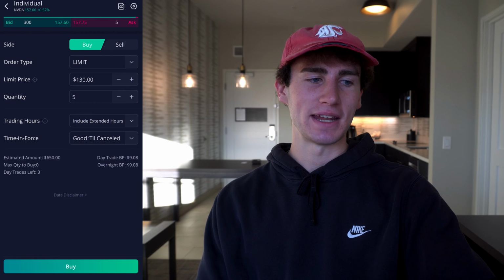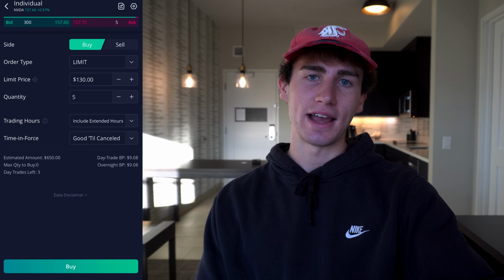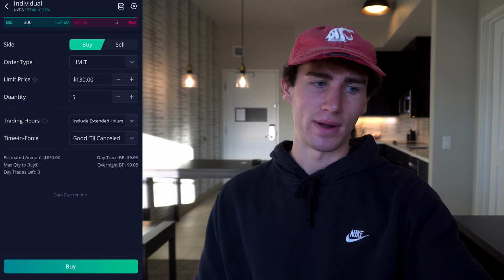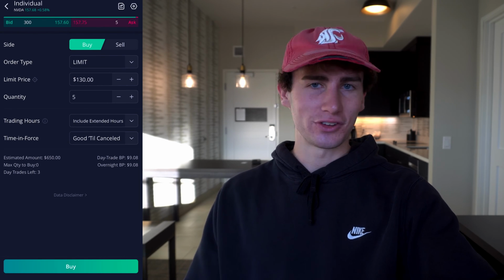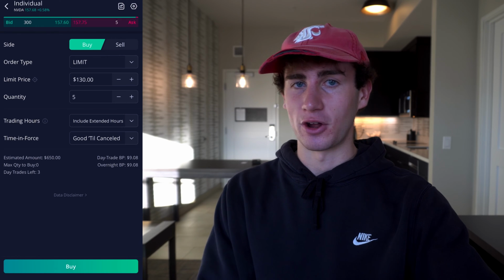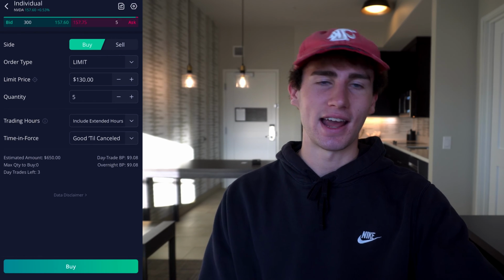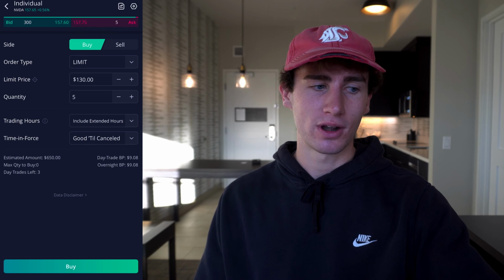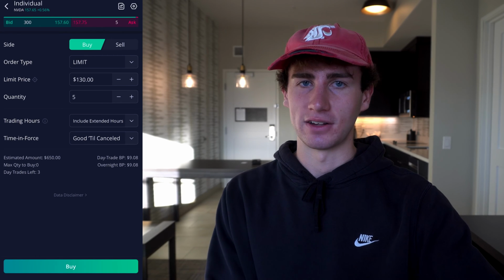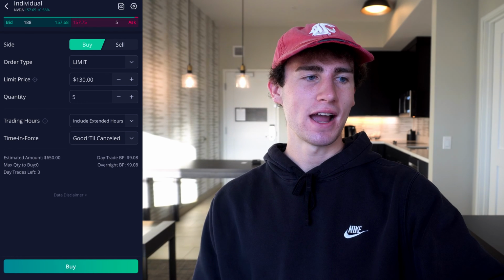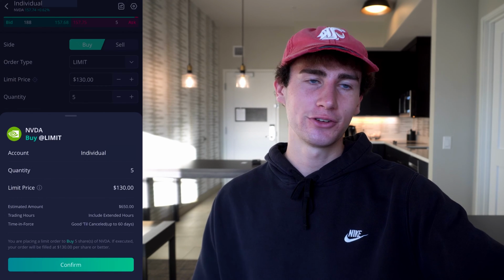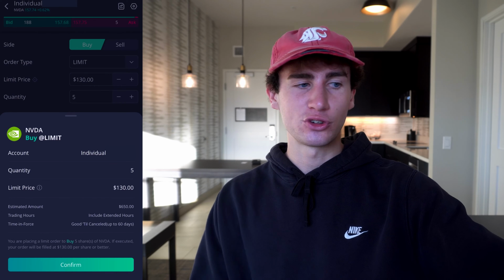You'll then see the estimated cost of the order as well as your available buying power. Now, as you can see, I only have $9.08 available. This is just an example order which I don't plan on placing, but if I did want to place it, I need to make sure my available buying power is greater than the estimated cost so I can fully fund that order. At that point, I can hit buy, and then I can verify the order details, make sure everything looks correct, ensure that I have enough funds for this order, and hit confirm.